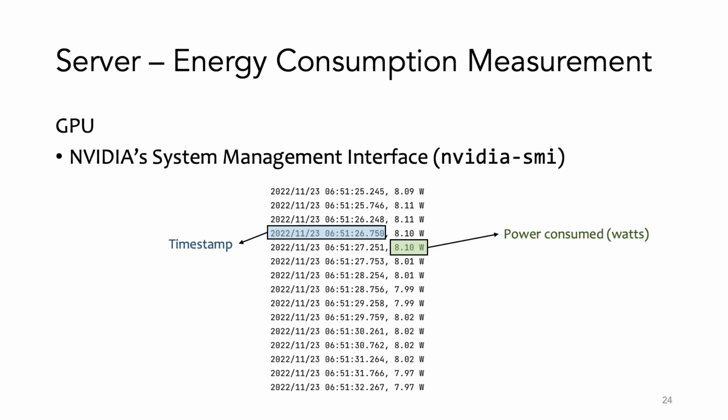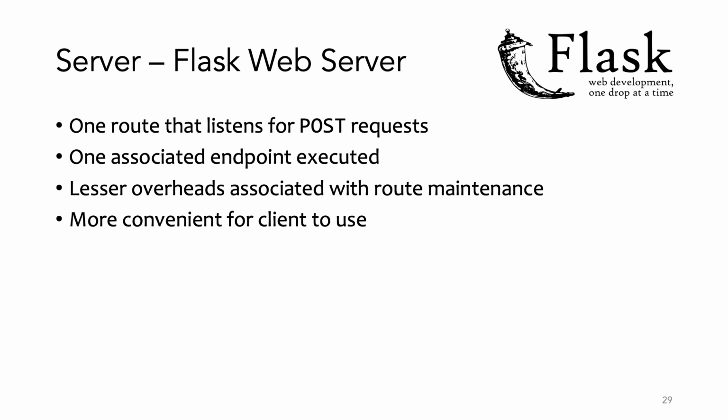And for GPU, we make use of NVIDIA's System Management Interface, also known as nvidia-smi. It provides detailed information about the real-time status of the GPU, including the power draw, which is what we are interested in. This is what the output looks like, with the timestamp information as well as the power consumed in watts. To create a standalone web server, the Flask web framework was used. Our Flask application only has one route that listens for post requests.